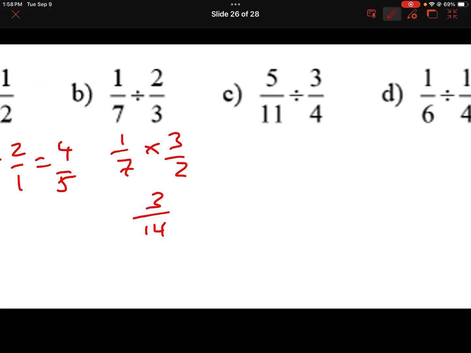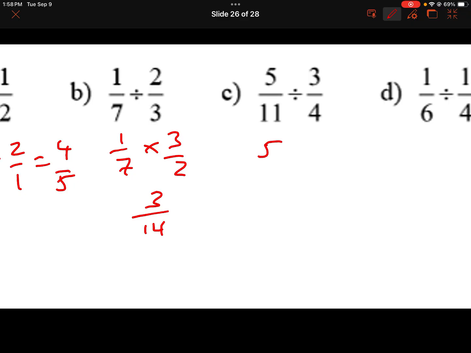5 over 11 divided by 3 over 4. Don't forget to keep, change, flip. So that gets you this. And then that gets you 20 over 33.